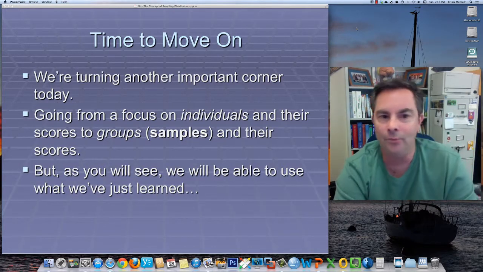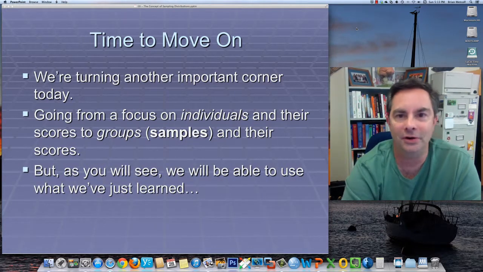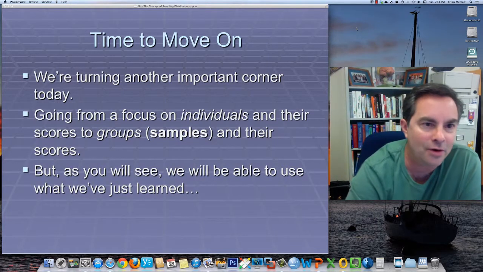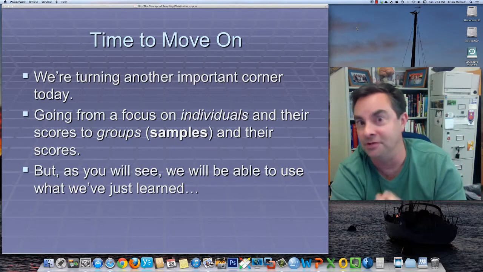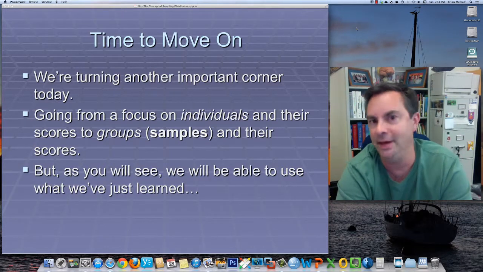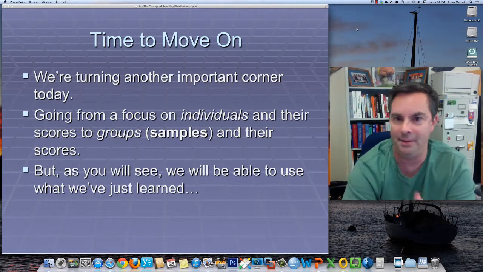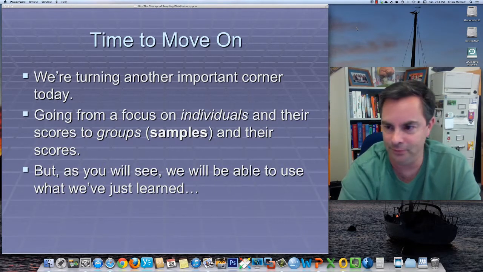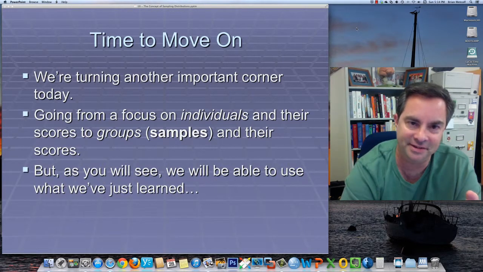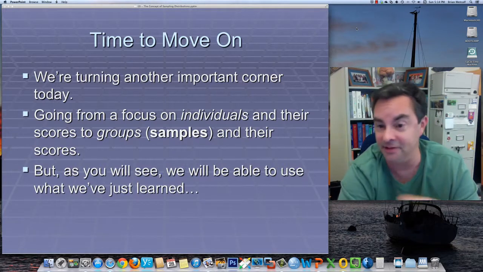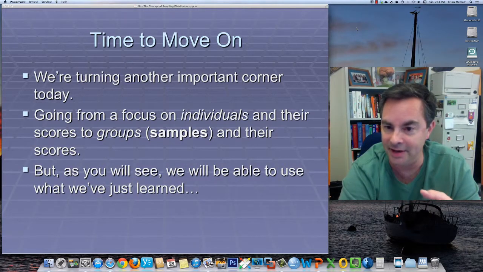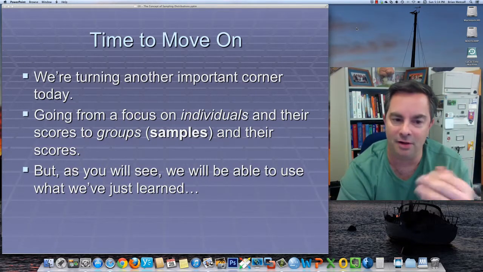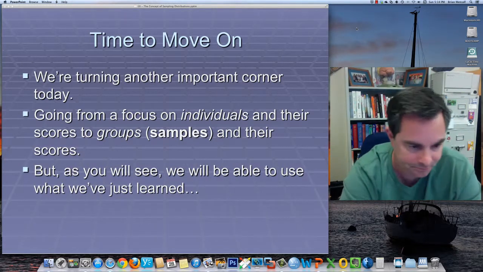As I mentioned, we're turning a corner and going from individuals and their scores to focusing on groups or samples and their means, and the scores that make up their means. And we're turning a corner in going from descriptive statistics onto inferential statistics, which help us understand and make decisions about a population from a smaller subset like a sample.